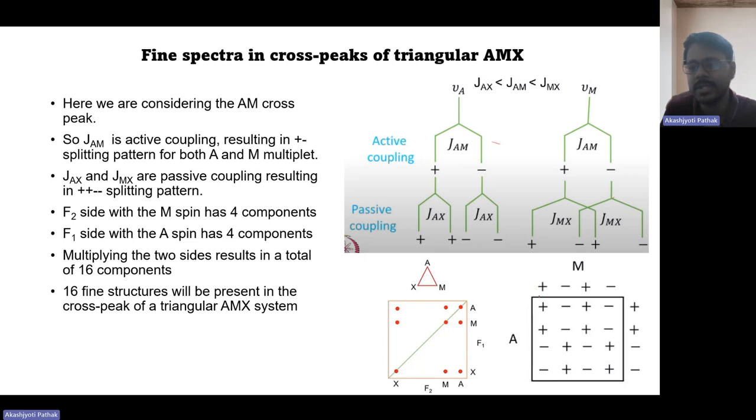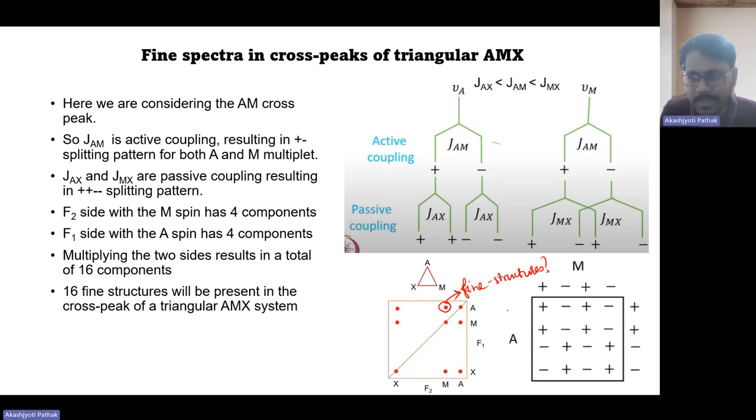Now, if you want to find out how many components you will get, you plot A on the F2 axis and M on the F1 axis, and you simply multiply these. For A, you have plus, plus, minus, minus. So that is why you have written here A is on the F1 axis. You are considering this peak basically. On the F1 you have A, and on the F2 you have A. So you are trying to look into what will be the fine structures in this cross peak.